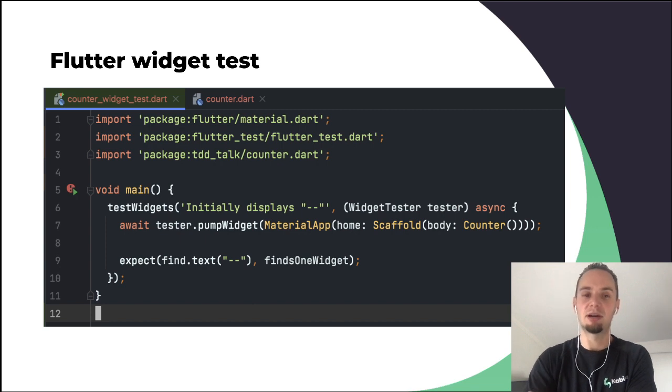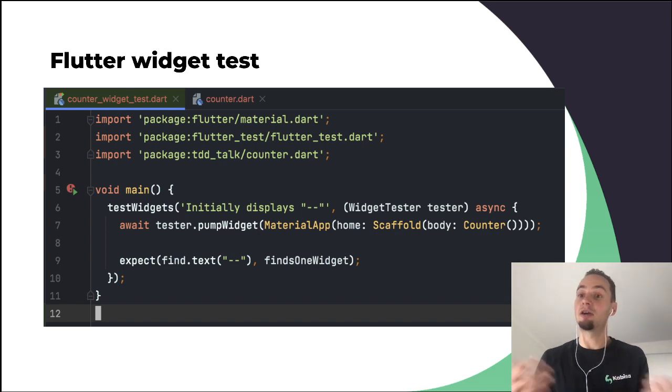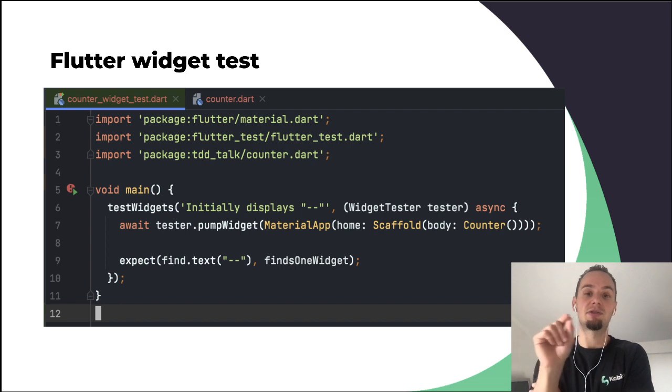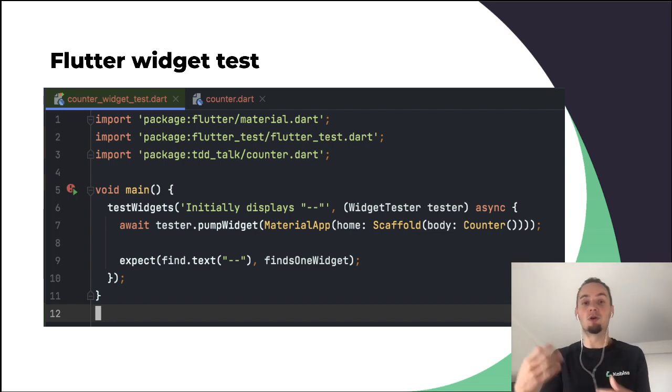So in this case, my widget is called Counter. I can render it, and then I can do verification. In this case, I expect that if I create a new Counter widget and render it for the first time, and the user has not clicked the plus or minus button yet, a placeholder is shown, just a minus text and nothing else, because there is no 0 or 1, there is no count yet.